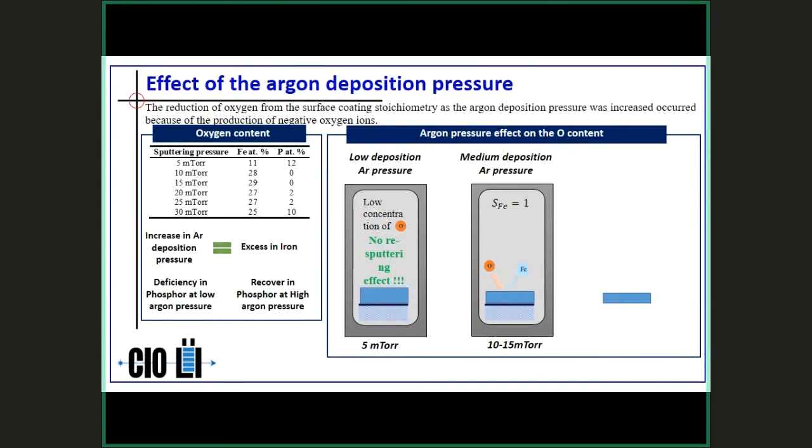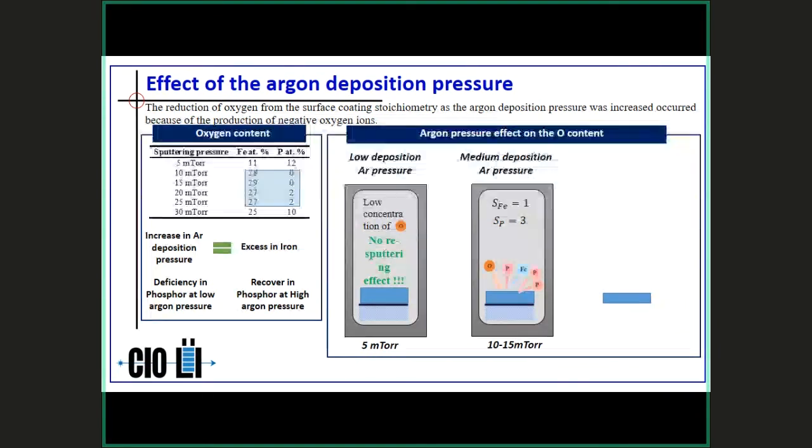So only one iron will be ejected from the target. But phosphor has a higher sputtering yield, so it will be more affected. So every time that we have one oxygen atom coming to the surface, there will be several phosphor atoms ejected from the film surface. For that reason, we got an excess in iron and a deficiency in phosphor.